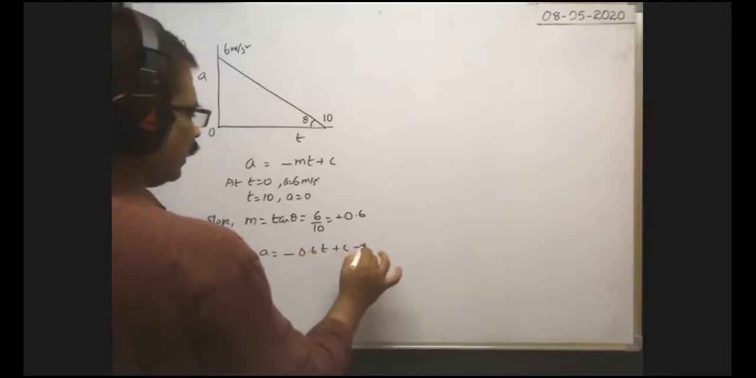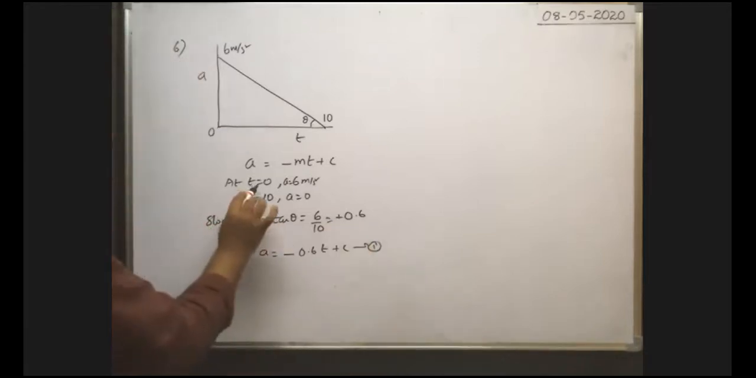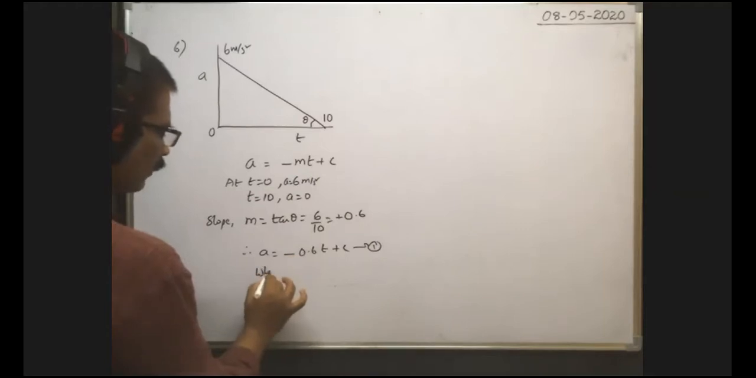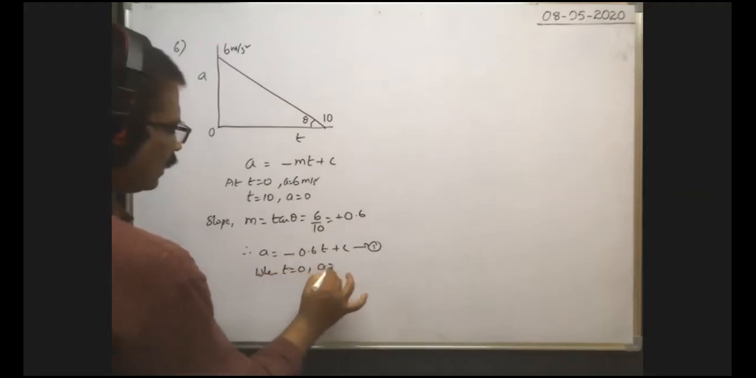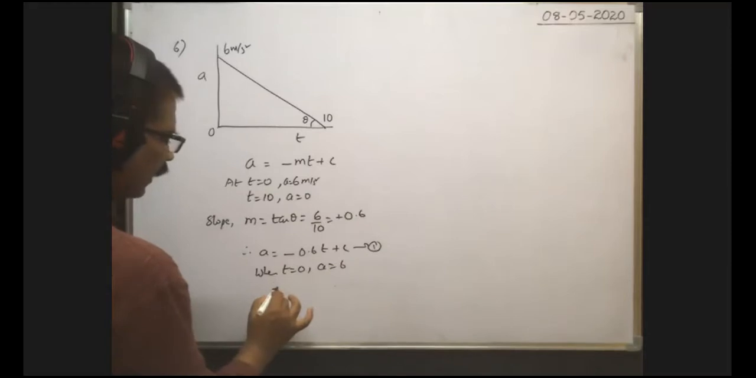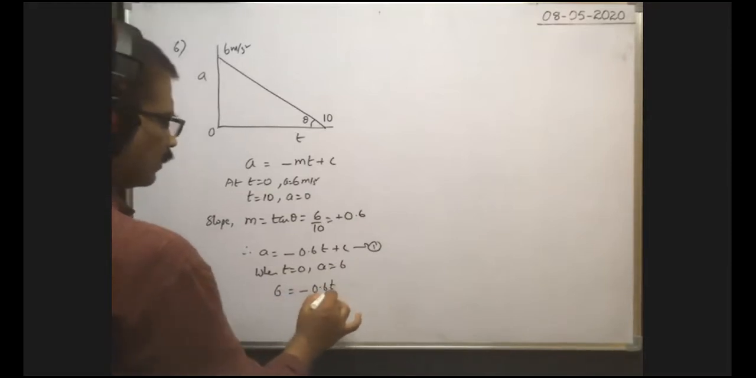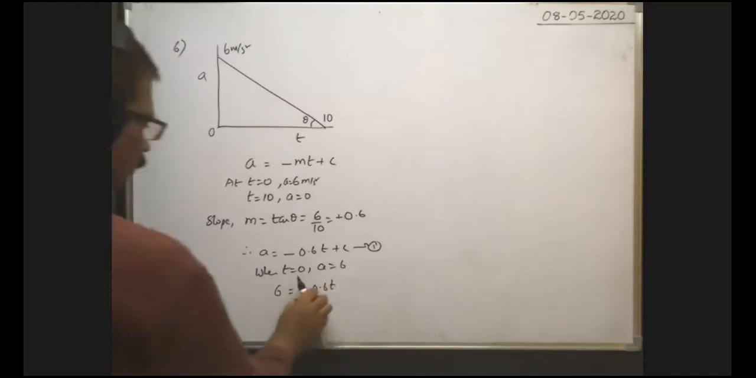Now in this equation, when t is equal to 0, a is equal to 6. When t is equal to 0, as a is equal to 6, you substitute here. Then 6 is equal to minus 0.6 into t. Sorry, t is equal to 0 now, that's why it becomes 0.